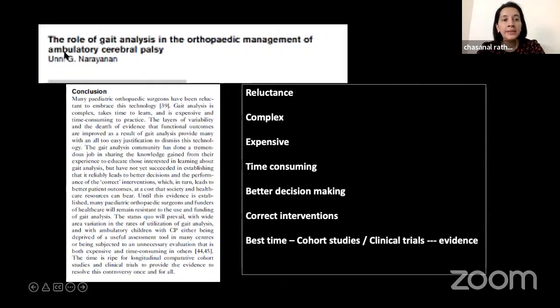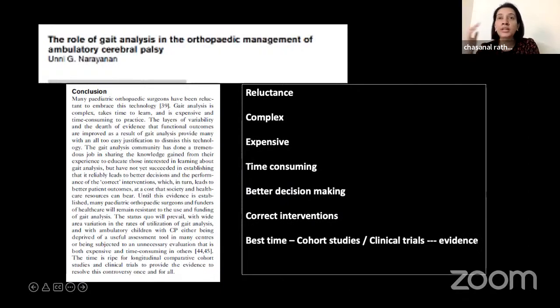And very recently, Professor Unnis mentioned that it is a wonderful tool. The problem is there is a lot of reluctance in using this. People have reluctance because, one, it's complex, second, expensive, and again, it is also time consuming. But let's look at the brighter side, that it is for better decision making. It helps us provide the best and correct interventions. And also it helps us in creating good evidence for whatever we are doing.